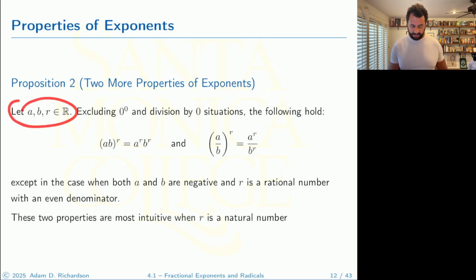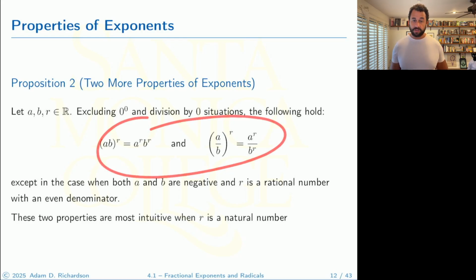Okay, so let A, B, and R be real numbers. We're excluding 0 over 0 and division by 0 situations. Then the following hold. A times B to the R equals A to the R, B to the R, and A over B to the R equals A to the R over B to the R. Except in the case when A and B are both negative and R is a rational number with an even denominator. That's when you have to worry about complex numbers and absolute values and so on.